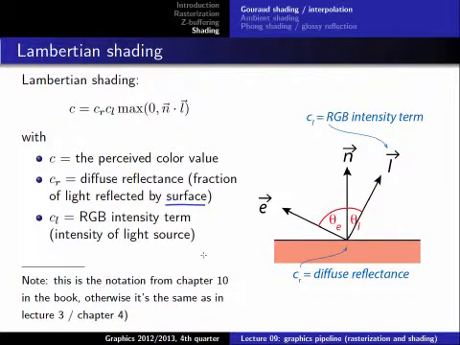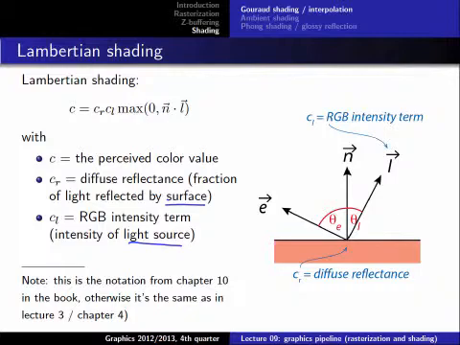because if, for example, a red light shines on a surface, of course it looks different than if a white light shines on the surface. So the light source is also considered, and that is modeled by a factor which is usually called the RGB intensity term. And then we just multiply it with the cosine, because the scalar product is the same as the cosine.